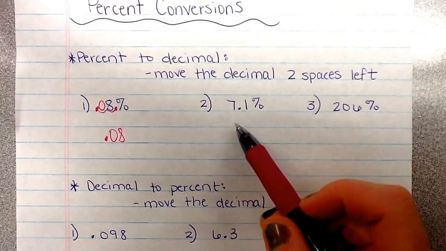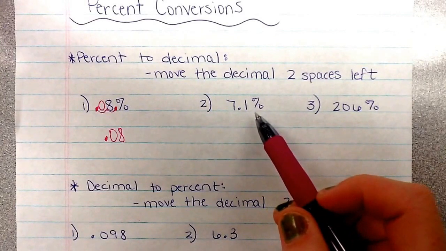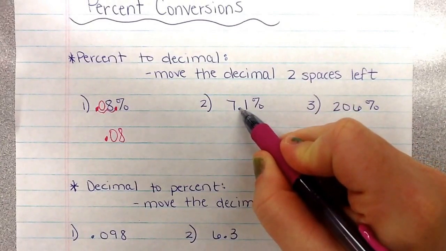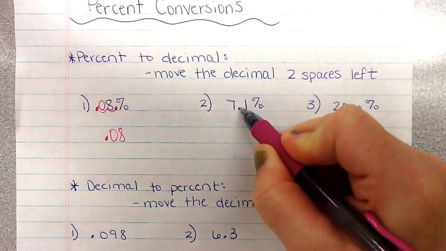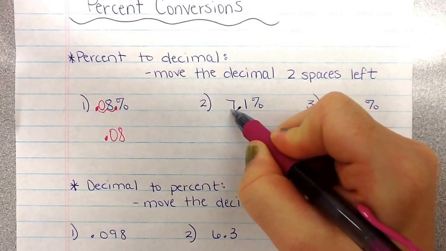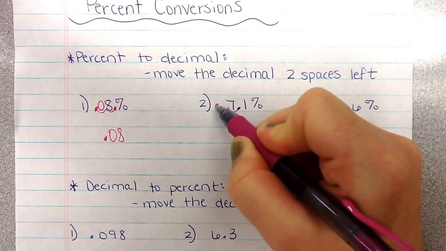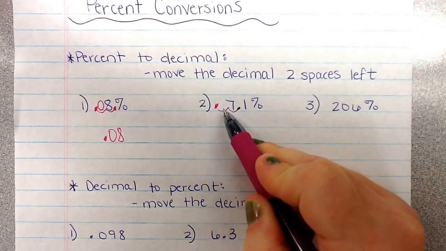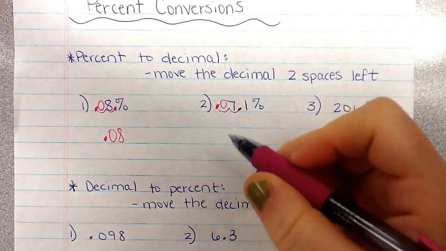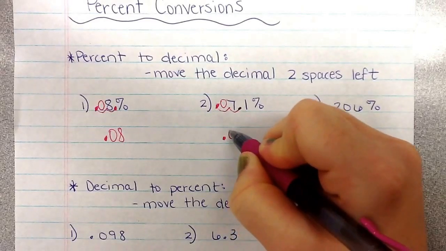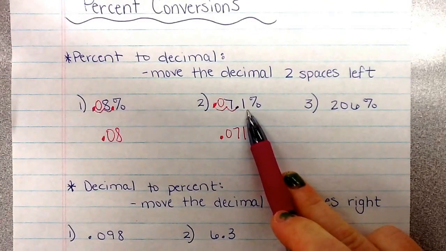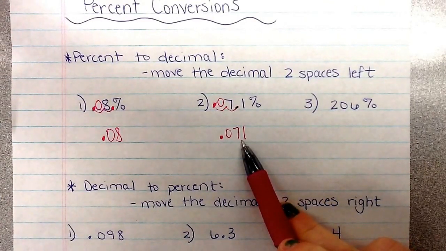So for number 2, if I wanted to change 7.1%, what should I do first? Find our decimal. It's right in between. And I'm going to move which direction? Left, how many spaces? 2. 1, 2. Again, I have an opening, so I should fill this with a 0. So our answer, 0.071. And I drop the percent sign. 7.1% is the same as 0.071.